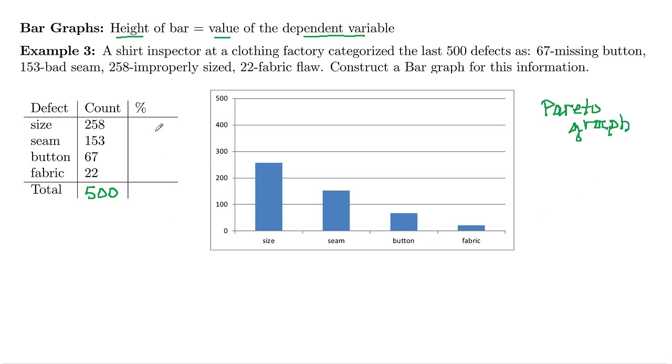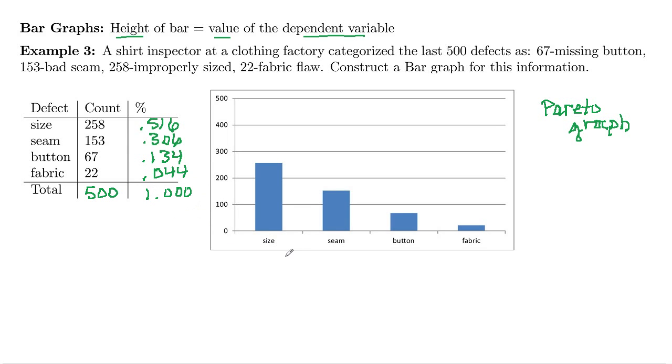And then let's also look at the percentages. So that is the relative frequency of the count. So 258 divided by 500 is 0.516 if you do the calculator work there. 153 divided by the total 500 will give you 0.306. 67 divided by 500, 0.134. And then 22 divided by 500, 0.044. And these add up to 1.00.